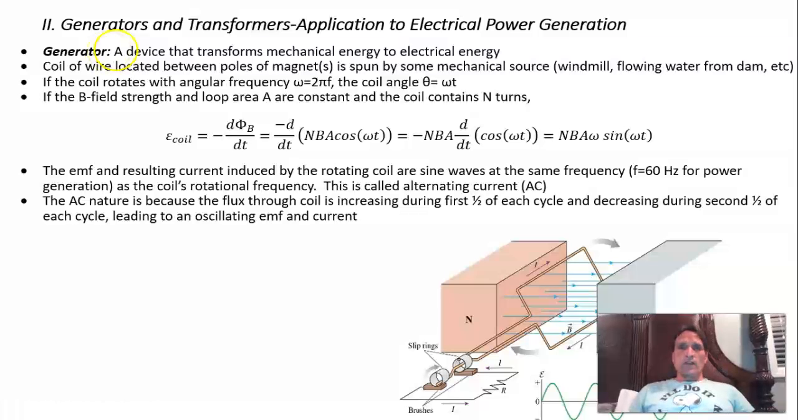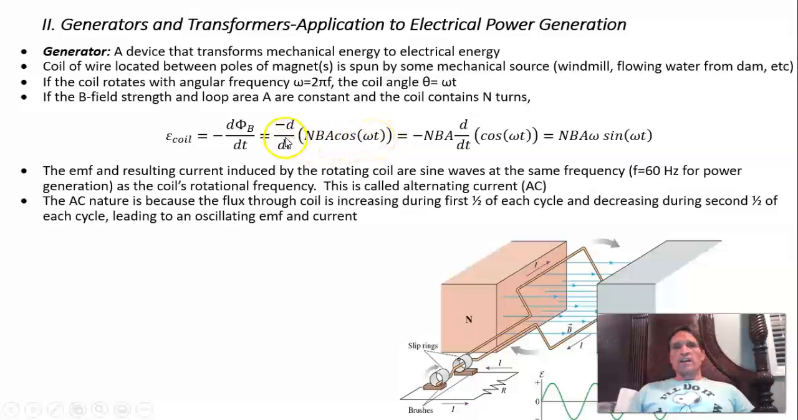Okay? And so let's take the flux, and we can write, if the coil is rotating with some frequency f and an angular frequency, remember 2 pi f, that's radians per second, we did that in 1150, then the angle theta can be written as omega times t. And so we can take the flux, which is N number of turns times BA times cosine of theta, but we plug in omega t for theta.